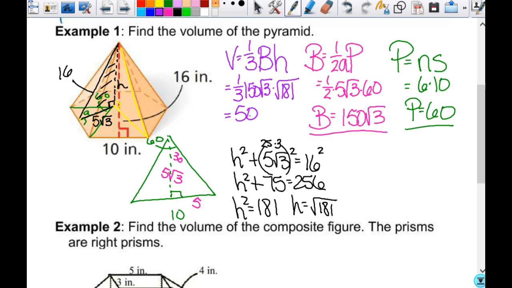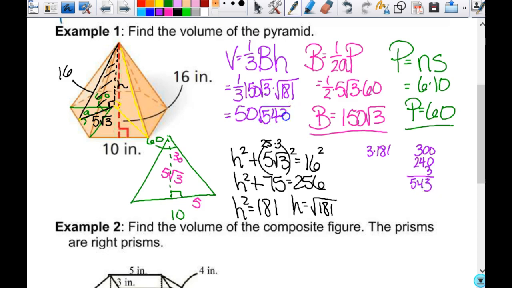Then what can I do with those square roots? Multiply them, because when you have square roots, you can multiply everything outside together and everything inside together. So we need to multiply the 3 times the 181. What's 3 times 100? 300. What's 3 times 80? 240. And then 3 times 1 is 3. So that gives me 543.